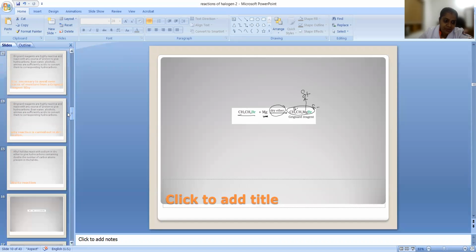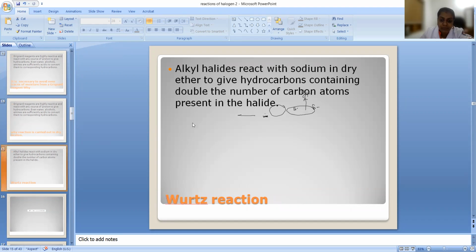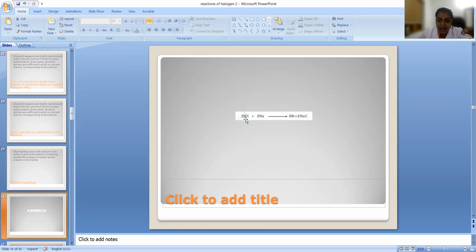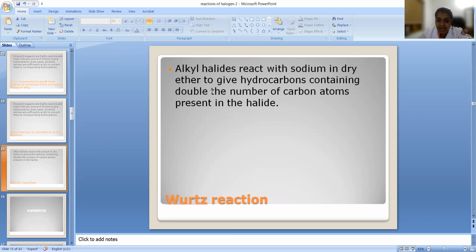Now, next we are going to discuss another very important named reaction, that is called the Wurtz reaction. What do you mean by the Wurtz reaction? In the Wurtz reaction, we need two alkyl halides, or two haloalkanes, reacting with two sodium. The alkyl halide reacts with sodium in dry ether to give a hydrocarbon containing double the number of carbon atoms.